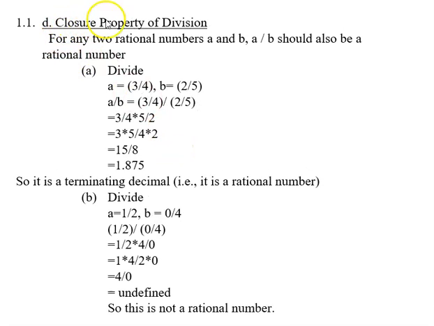The next property is the closure property of division. For any two rational numbers a and b, a divided by b should also be a rational number. So now we'll check this property with some examples. So consider two rational numbers, say a as 3 by 4 and b as 2 by 5. So now I am dividing these two numbers, a divided by b. That is 3 by 4 divided by 2 by 5.